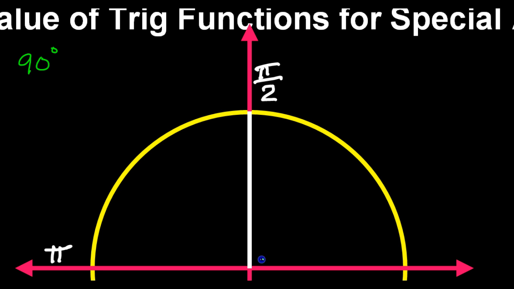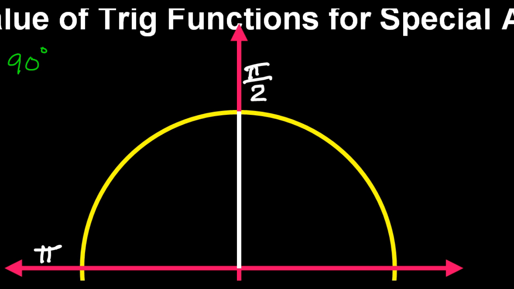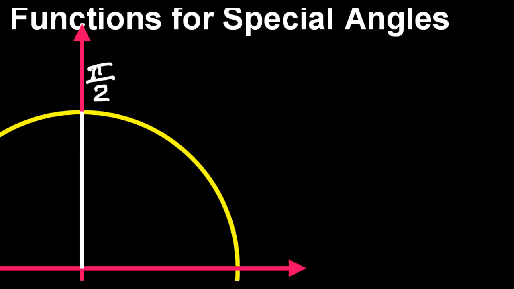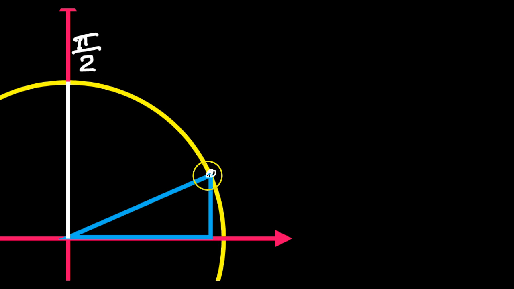So what we need to do is use one of the things that we learned as we were doing the other ones when we did have a triangle. We learned that the coordinates of the point on the unit circle are always in the form cosine, comma, sine.